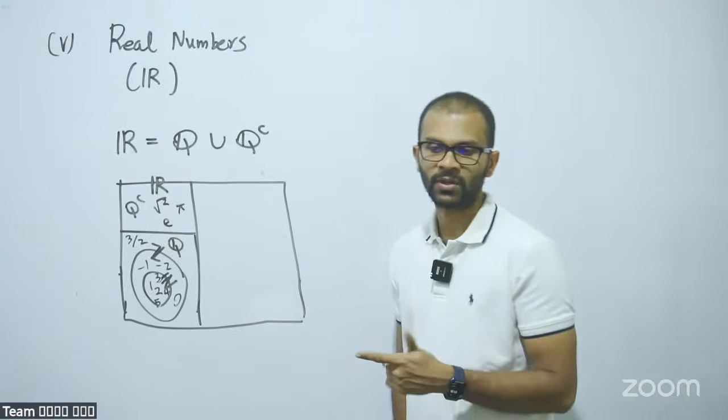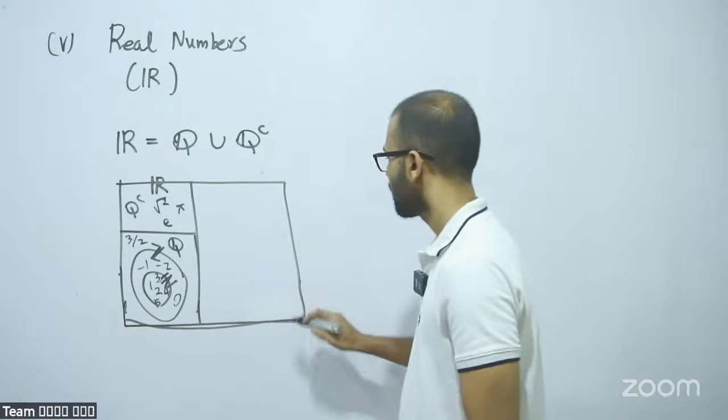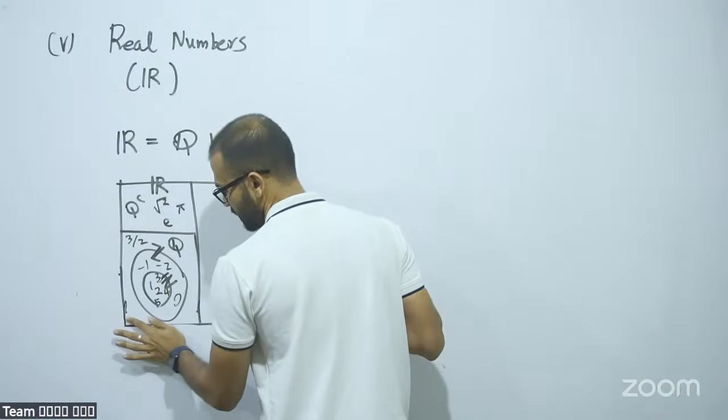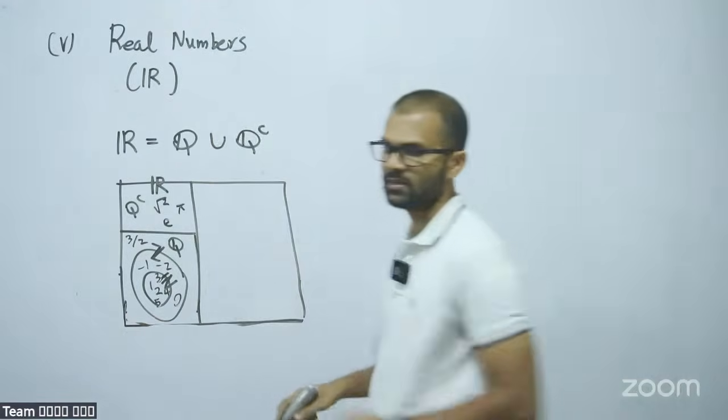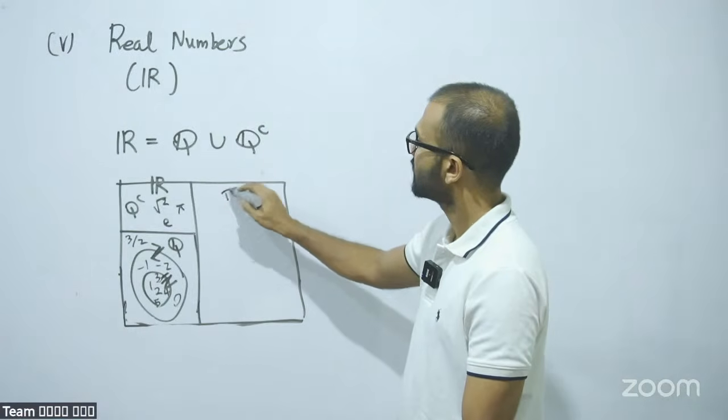Right, okay. So I have drawn another rectangular shape beside the real number set. So here we have imaginary numbers.